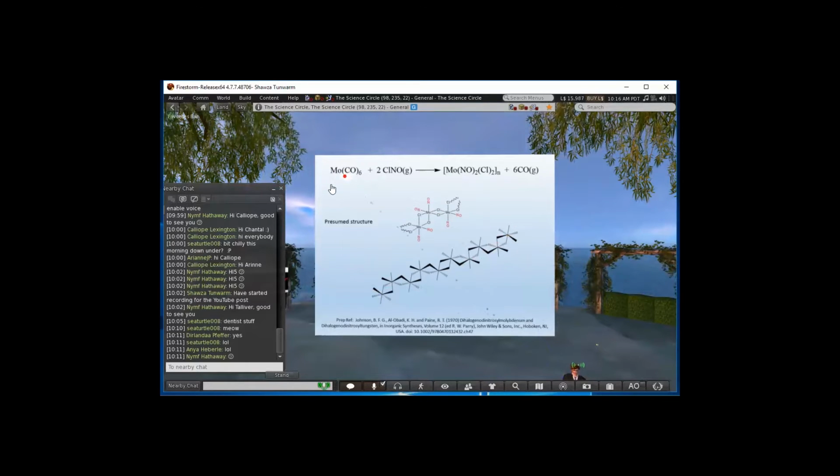To make this, we start with molybdenum hexacarbonyl. It's an octahedral molecule. It's got molybdenum and 6 carbon monoxides. Kind of poisonous, but otherwise well behaved.